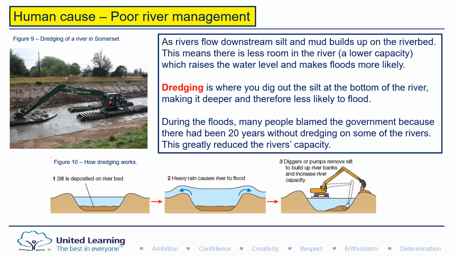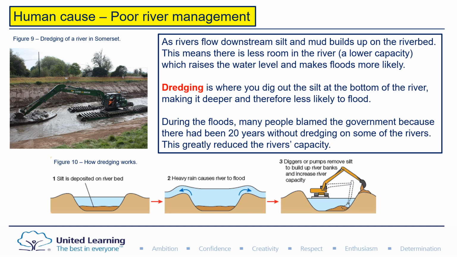And a human cause of the Somerset Levels floods was the rivers hadn't been dredged for 20 years. This means that there was lots of silt deposited on the riverbed, which meant the river had a lower carrying capacity. It could not hold as much water, which means when there was heavy rainfall, the river couldn't hold all the rain, so it burst its banks and flooded.